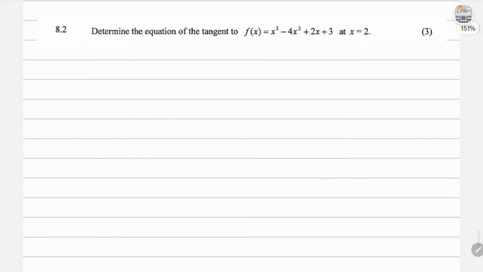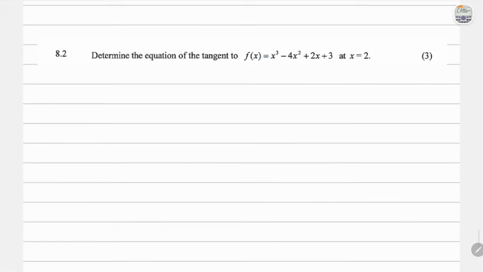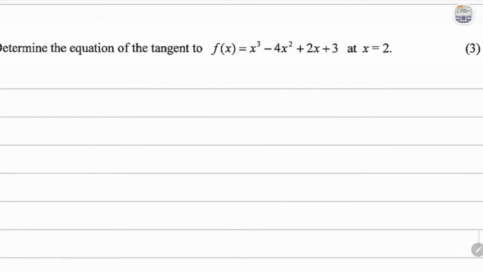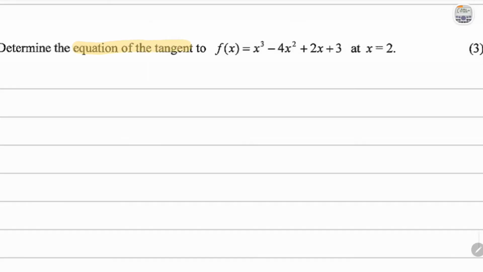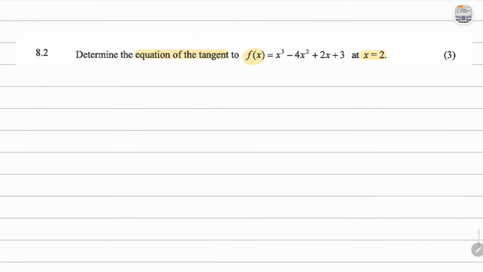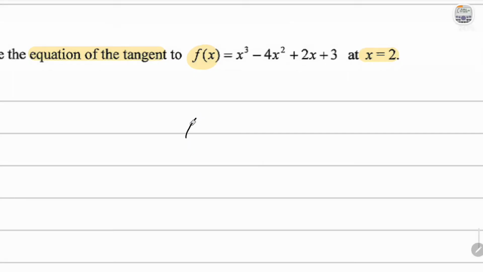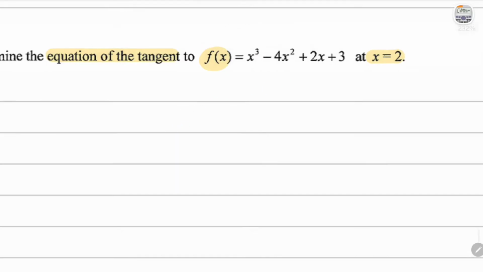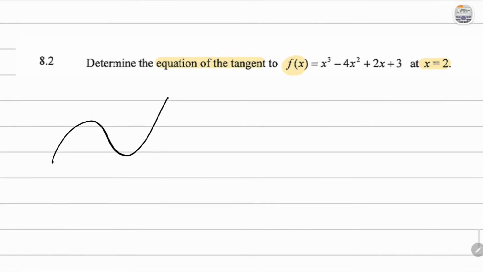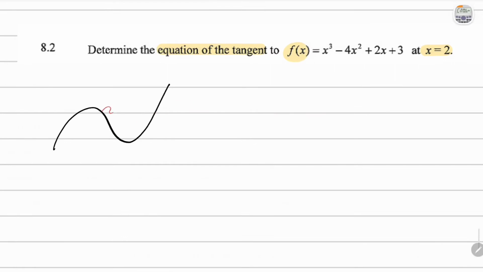Question 8.2 says, determine the equation of the tangent to f of x. As we can see, f of x is a cubic function, and we're trying to find the equation of the tangent to this function at x equals 2. Okay, so here is a representation of what's going on. You see, this is a cubic function that sort of looks like an n, because you can see that the value of a is greater than 0. So it looks like an n, just more curved. And so what is going on is that you have this, and then you have a tangent at x equals 2. So wherever that is, you can just put it anywhere for now.